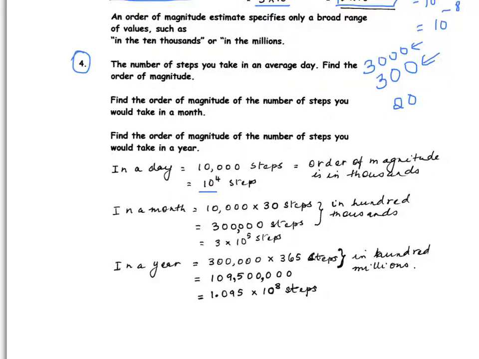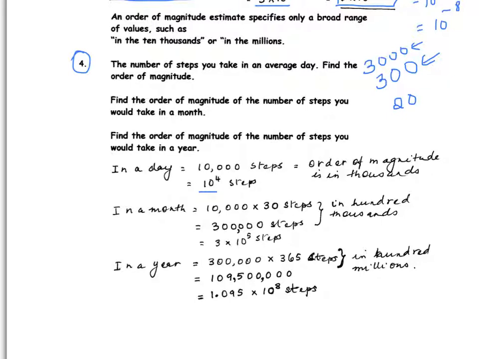So the number of steps that we take in a day is in the thousands, because it could be 9,000, 7,000, 5,000, and depending on how active you are, it could be 2,000 to 3,000 steps per day. So the order of magnitude is in the thousands.